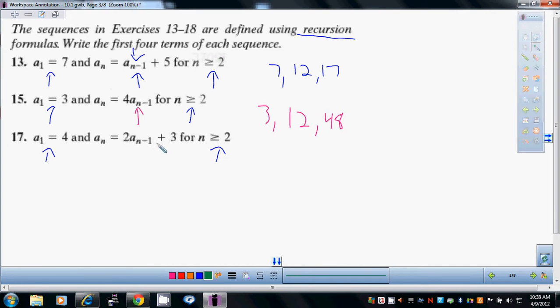I'll give you a hint, the first one's 4. First term is 4. Try to write down the first 4 terms on number 17.